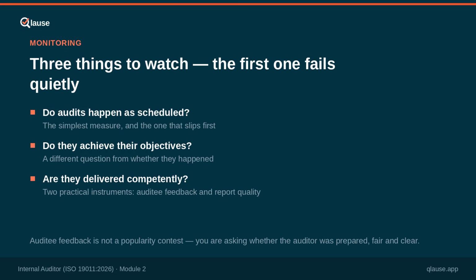Now the part most programs skip, monitoring. You are monitoring 3 things. Whether audits actually happen as scheduled, the simplest measure, and the one that quietly fails first. Whether they achieve their objectives, which is a different question from whether they happened, and whether they are delivered competently. The 2 practical instruments for that last one are auditee feedback and report quality.